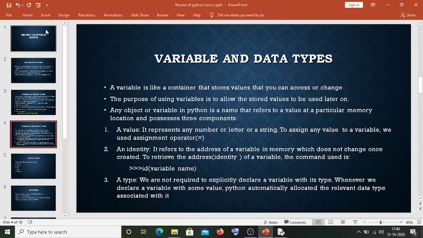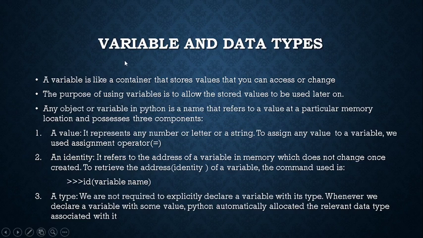Now let's see what is variable and data types. Now a variable is like a container that stores values that you can access or change. The purpose of using a variable is to allow the stored values to be used later on. Any object or variable in Python is a name that refers to a value at a particular memory location and possesses three components: a value, an identity, and a type.